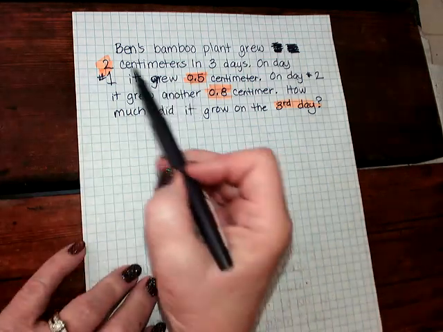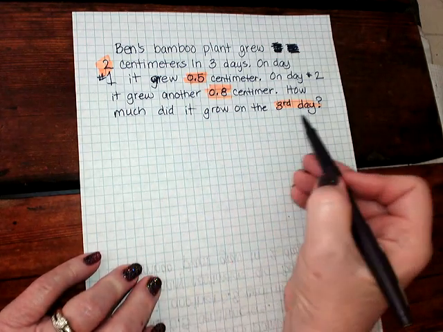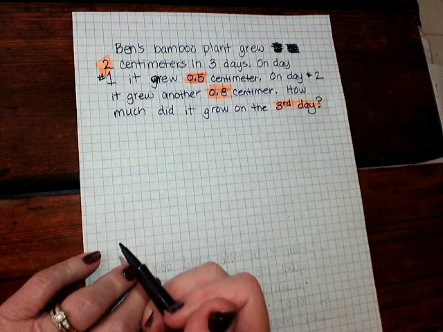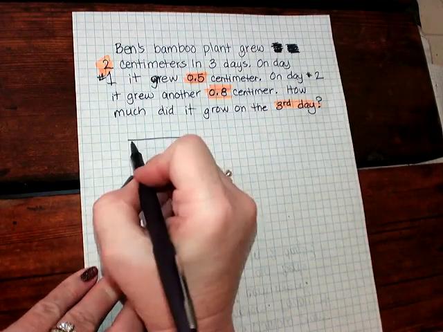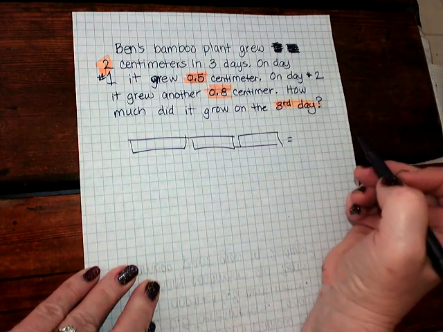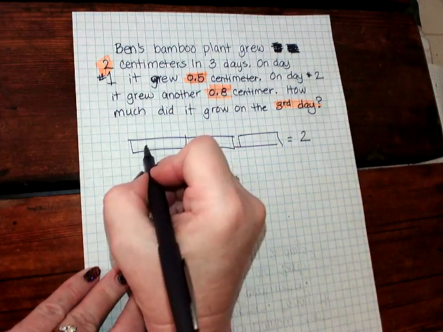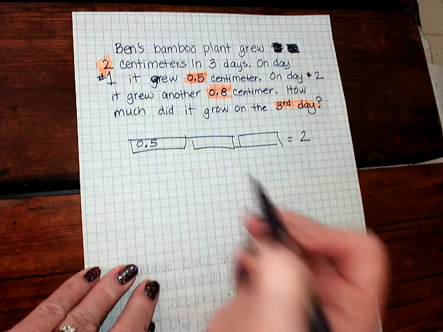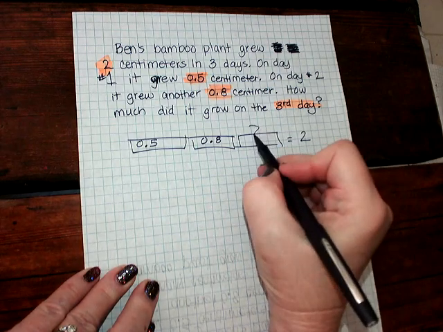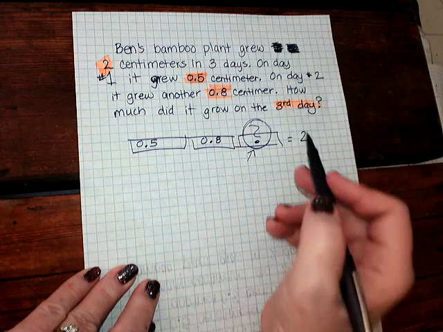So it would be tempting to just look at 2 plus 0.5 plus 0.8 and just add it all together because it's asking how much it grew. But I'd get the wrong answer if I did that because it's not what the question is asking me. The question is asking me, I've got day 1, I've got day 2, and I've got day 3. And on all of those days added together, it's going to be 2 centimeters. So if I know that on one day it grew 0.5 centimeters, and on another day it grew 0.8 centimeter, the actual question that it's asking me is, what did it grow on this day in order to equal 2?